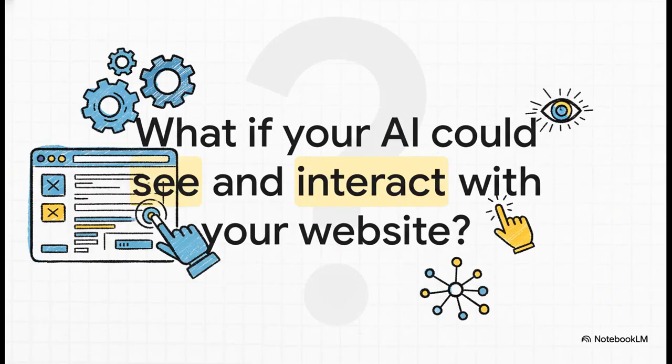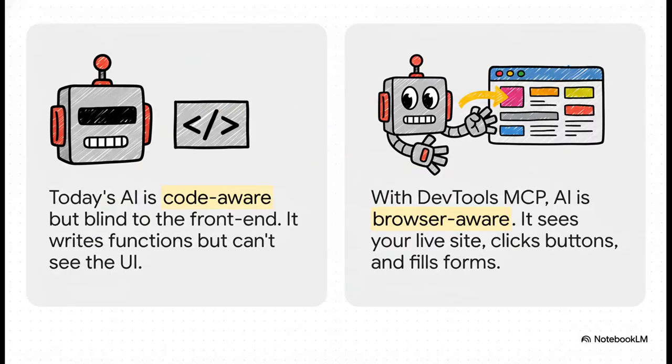So just picture it for a second. You're working with your favorite AI assistant. Could be Gemini, Copilot, whatever you use. It's amazing at spitting out code for functions and components, right? But what if it could take that next step? What if it could actually see the UI, click the buttons, and fill out the very forms it just helped you create?